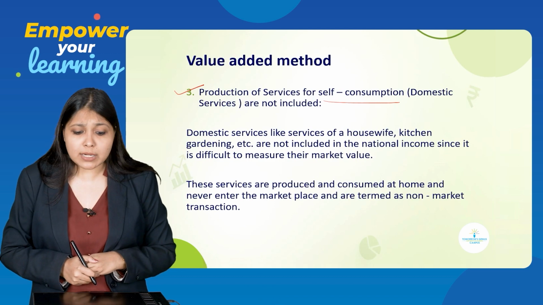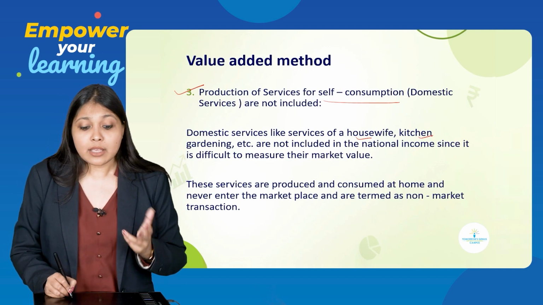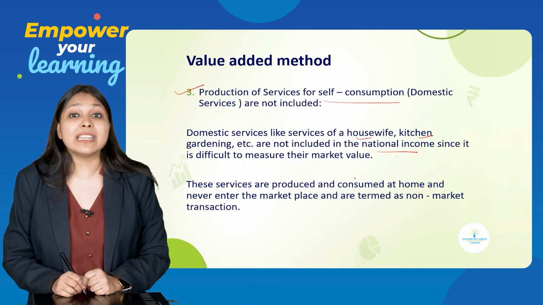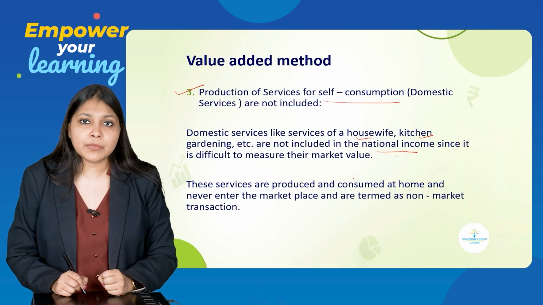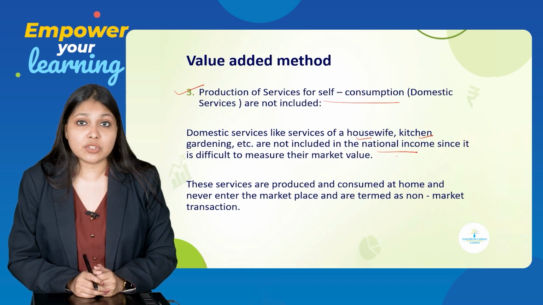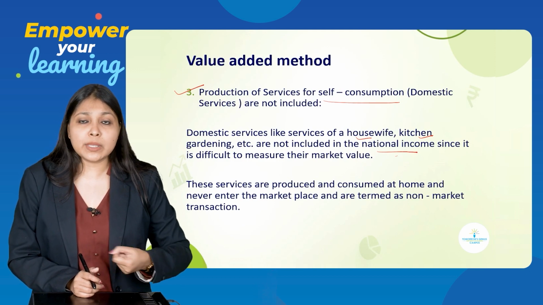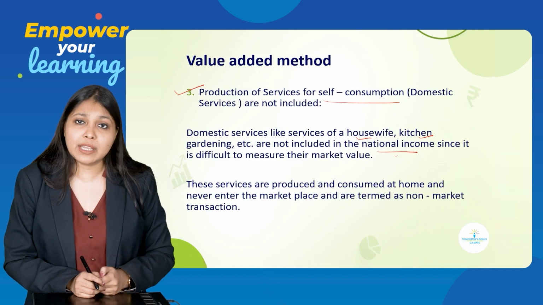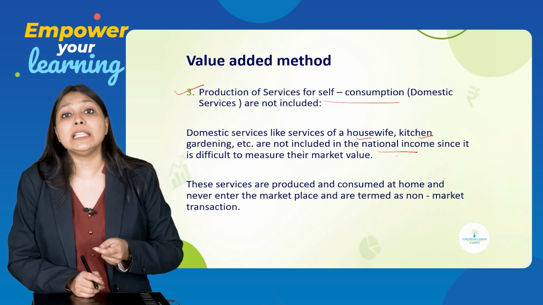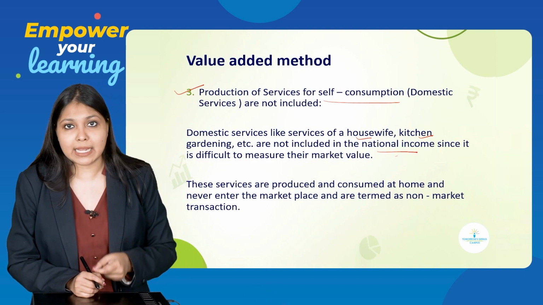Domestic services means what? Services of a housewife, services of a maid, kitchen gardening. All of these things will not be included in national income, since it is difficult to measure the market value. If your mother is working in a kitchen, can you take out a market value of her work? No. If your father is doing gardening, watering the plants and sowing seeds, can you take out the market value of that activity? No. So, all the domestic services will not be included in the national income, because we cannot find out the market value of those activities.